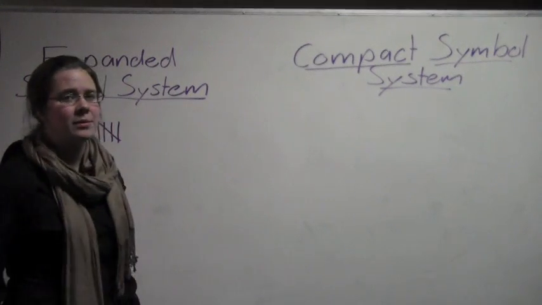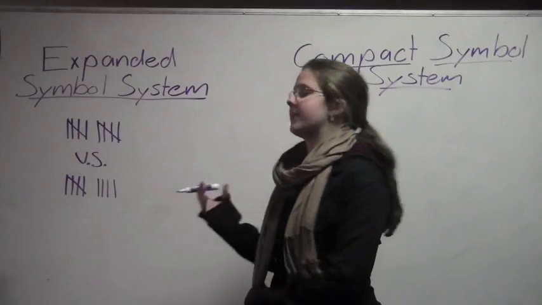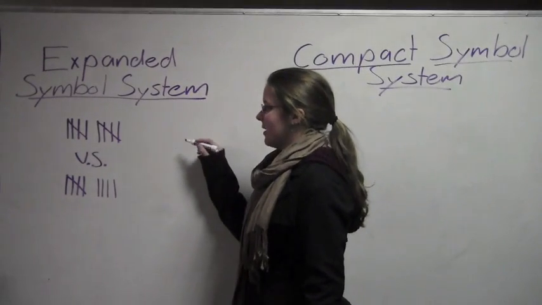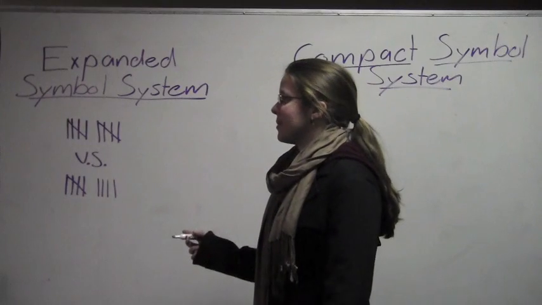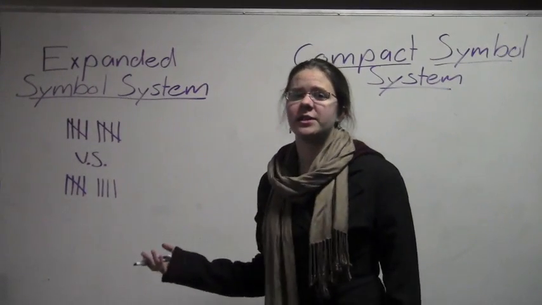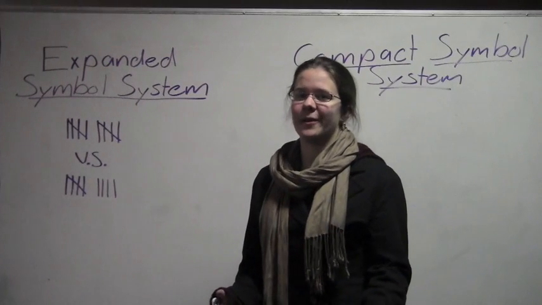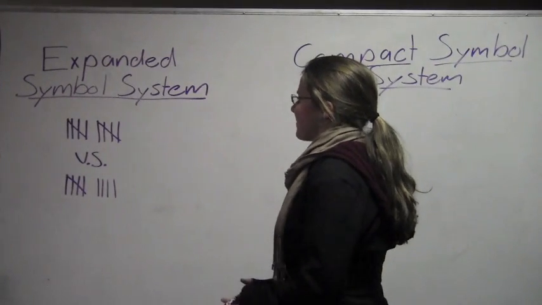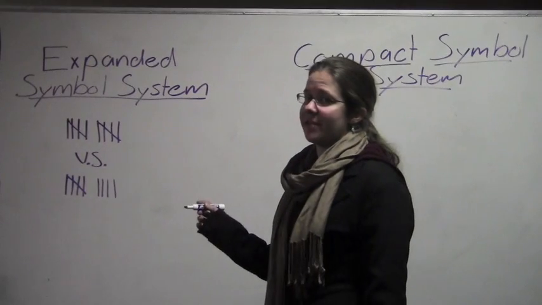However, we still have the problem with using this kind of grouping in the expanded symbol system, that you have to write one tally or one dot if we're doing that for every single number. So if you want to write something very large, like the number of people in the world, or maybe the number of cupcakes that you want to make for a class, it's far too much to have to make a mark for every single one.